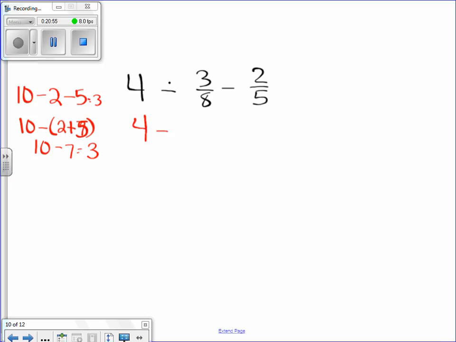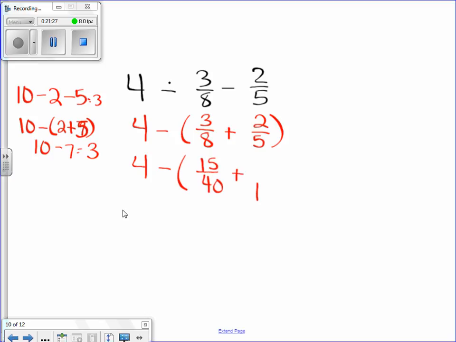So 4 minus 3/8 plus 2/5. Combine the ones in the back. This is what I'm talking about right over here. Right here, common denominator, 40. So then this would be 15. This would be 16. So 4 minus 31/40.